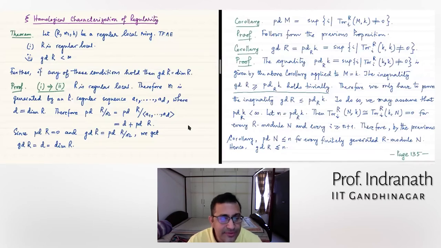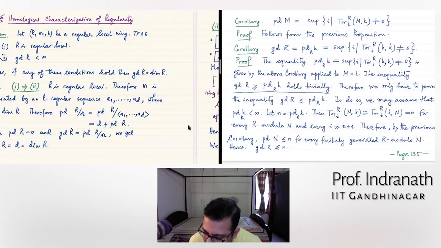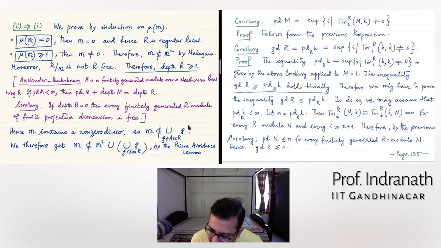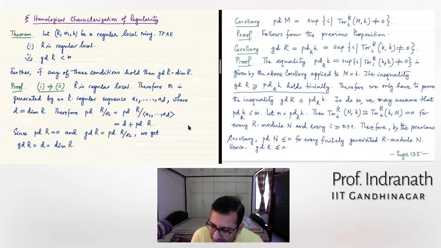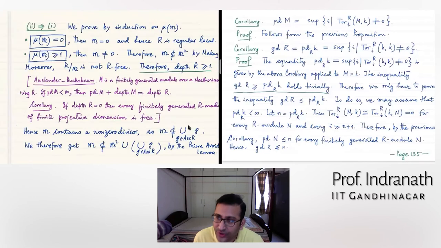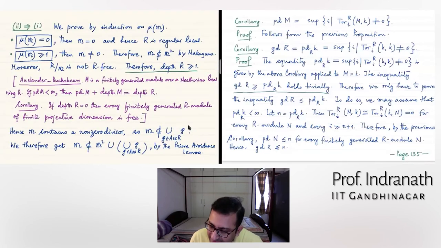Okay, so one implies two is the easy part, but two implies one. That means if the global dimension is finite, then you have to prove that R is regular local. Okay, so let us do it. Now here there's a bit of work to do. The proof is by induction on mu(m), the minimal number of generators. If this is zero, then m is zero and R is regular local. Greater than or equal to one means m cannot be trivial. So m is not contained in m square, by Nakayama. Otherwise m would be zero.